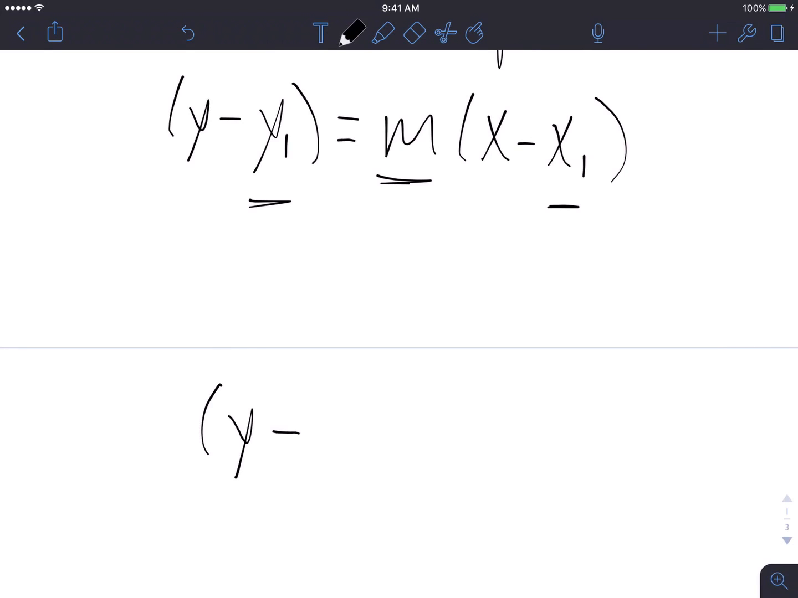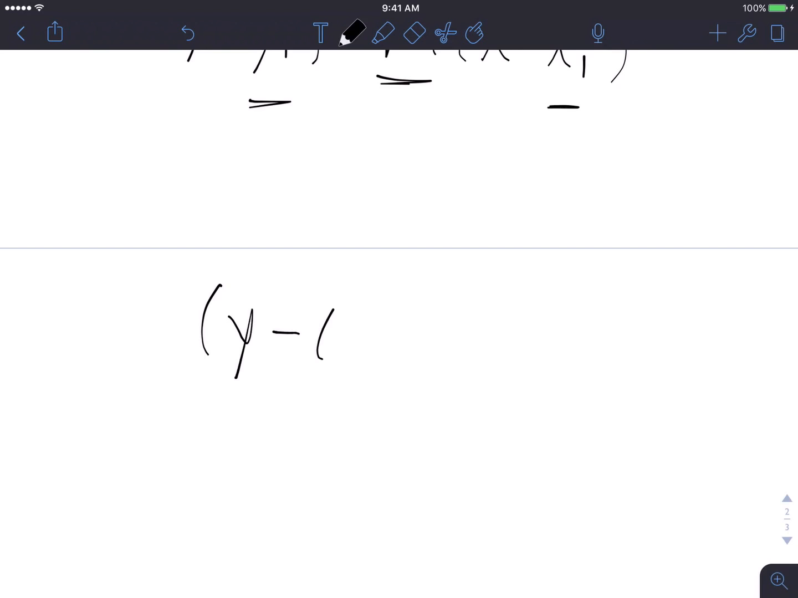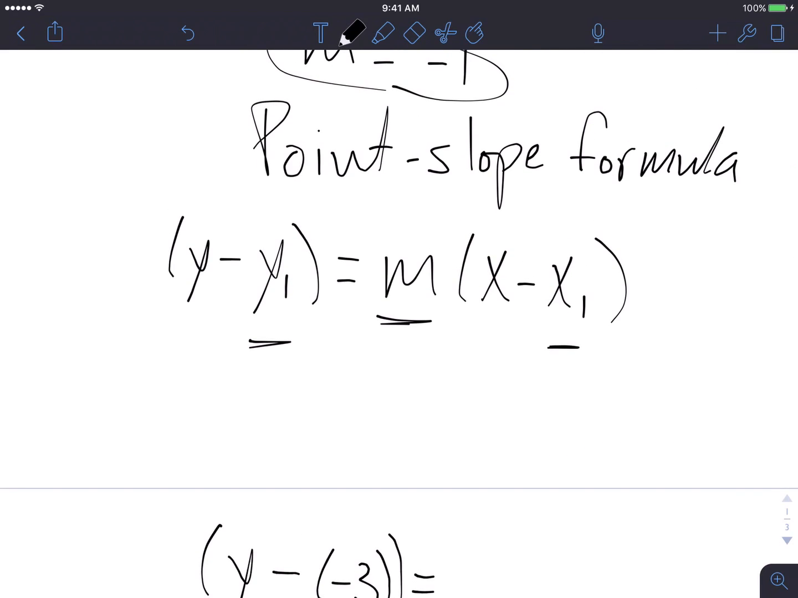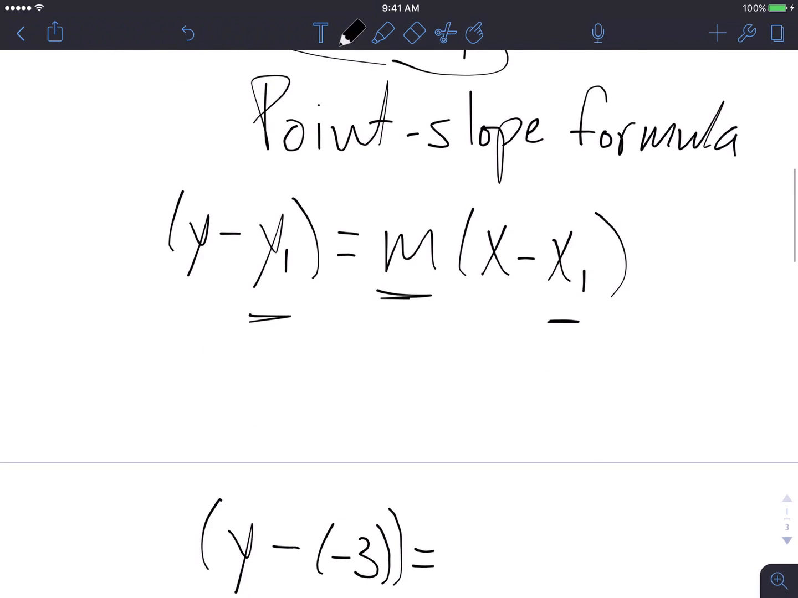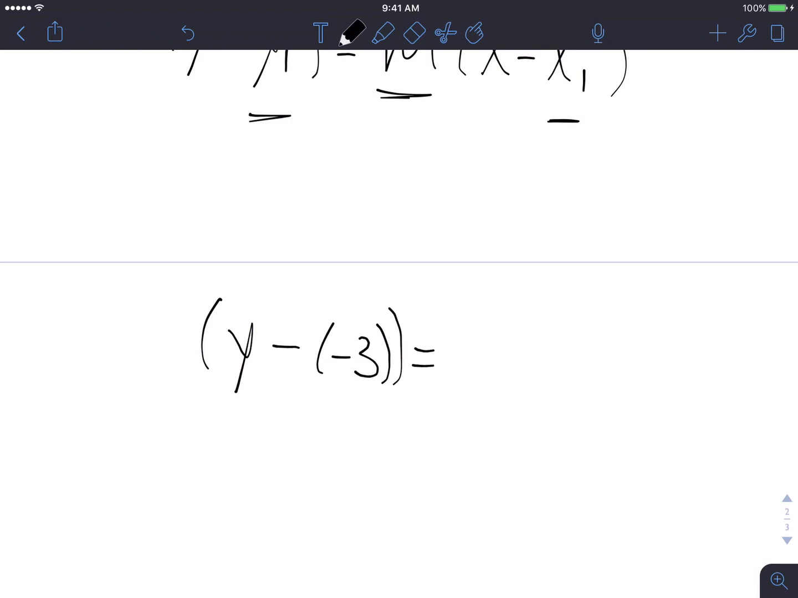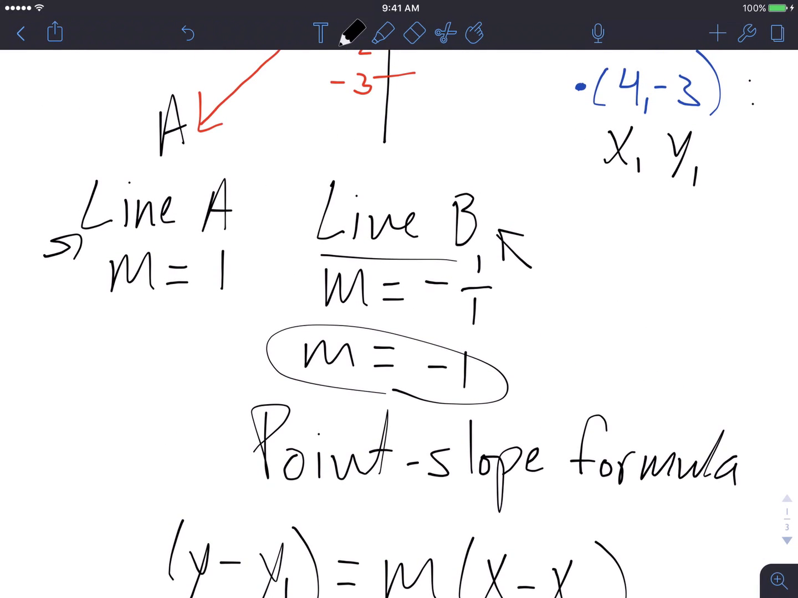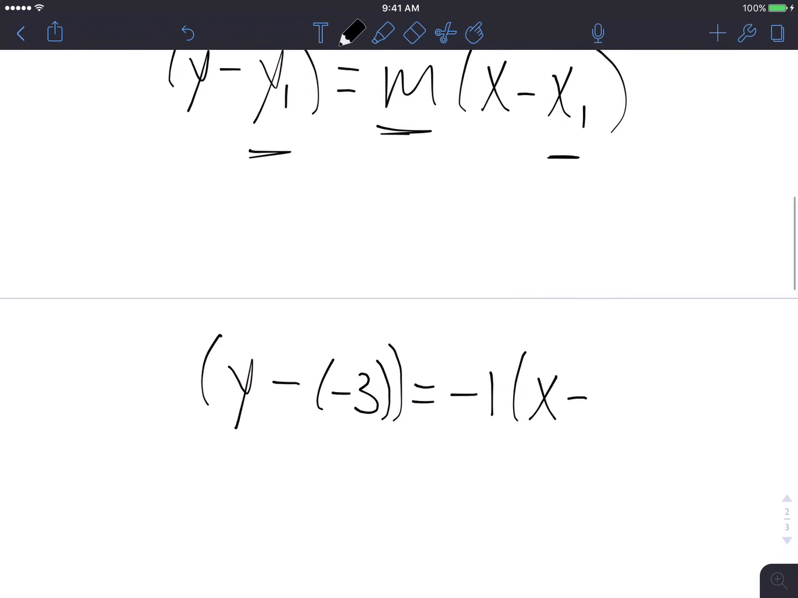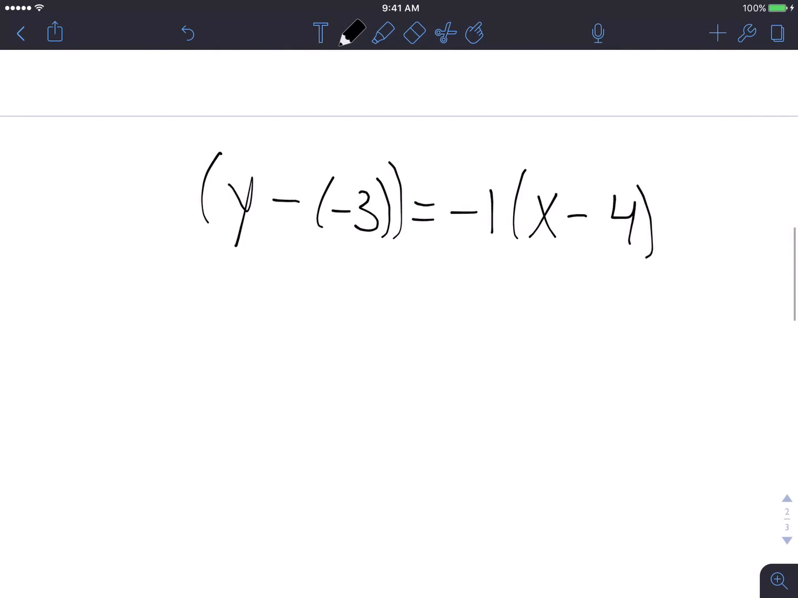Y minus, what was y1 again? Negative 3 equals, what's my slope? My slope is negative 1, parentheses, x minus, and what was x1? 4. Okay? Now, we just do simple math. Let's go ahead and distribute.